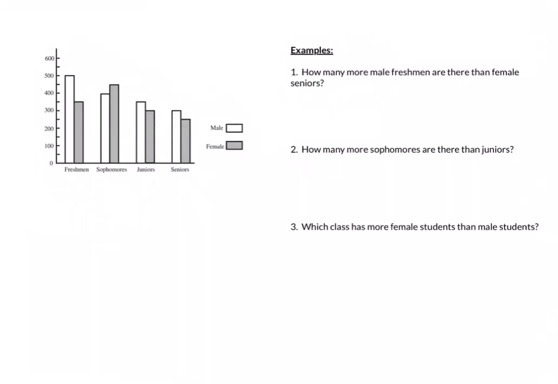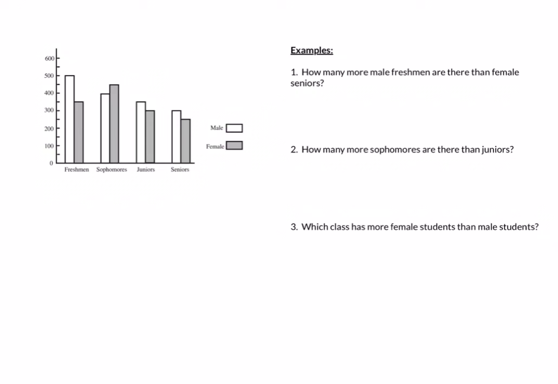Okay, so the next thing we're going to look at is a bar graph. Now this is a double bar graph. So note again that we have 2 things for each freshman, sophomore, junior, senior year. Our white graph is our male students and our gray graph is our female students.